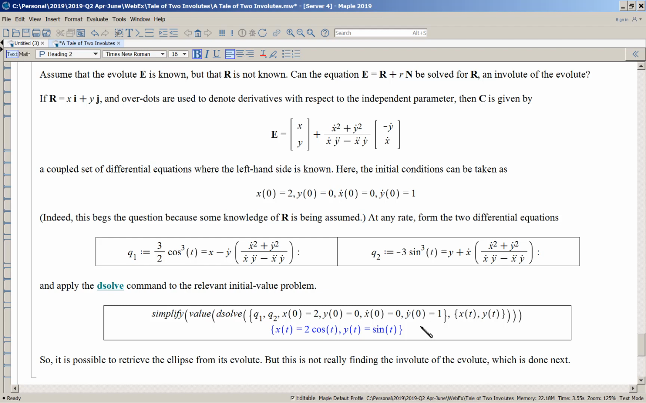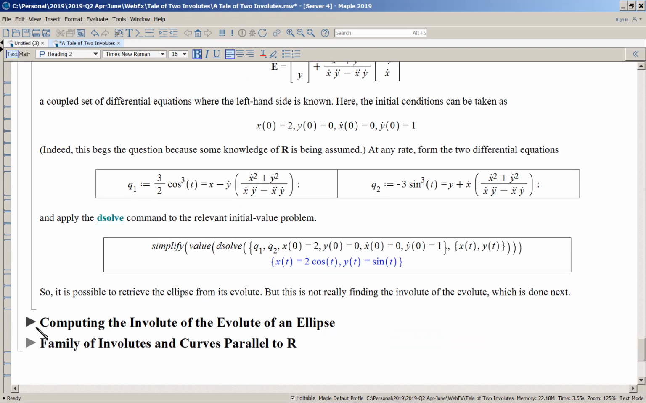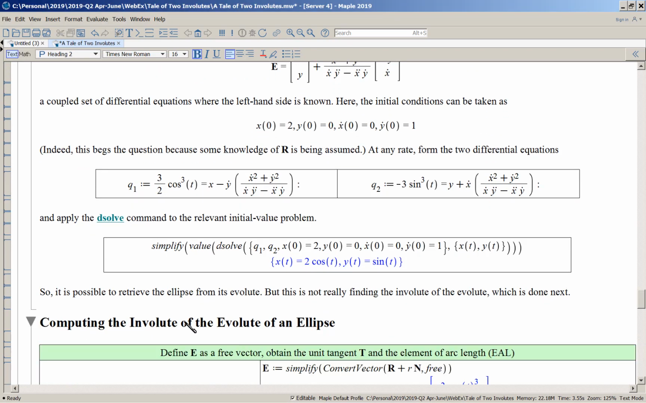So, in a sense, yes, you can recover the curve from the evolute. Okay? But I cheated a little bit because I used the initial conditions for the curve that I started with. So, can we compute the involute of the evolute?